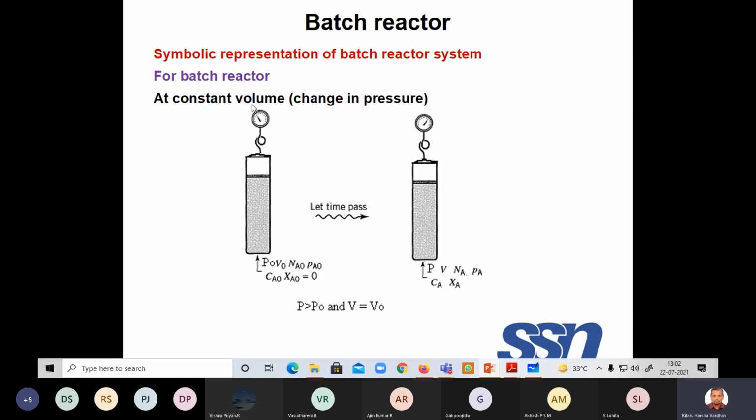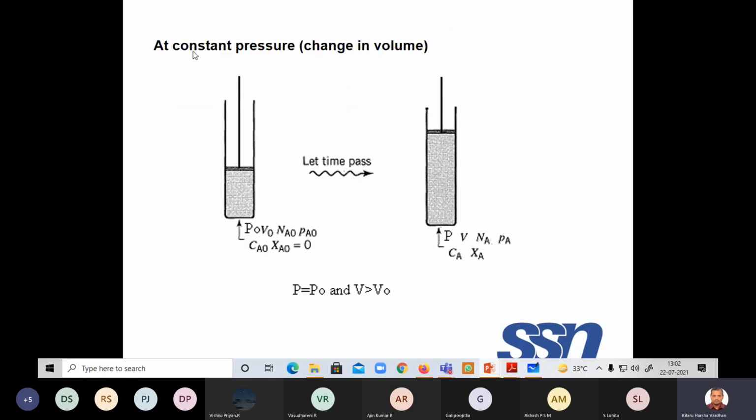So if you are maintaining a constant volume, generally the pressure will change. And if you want to maintain a constant pressure, then to maintain it, the volume will increase. That is what is being shown here in this diagram. We'll see more about this volume increase a bit later.